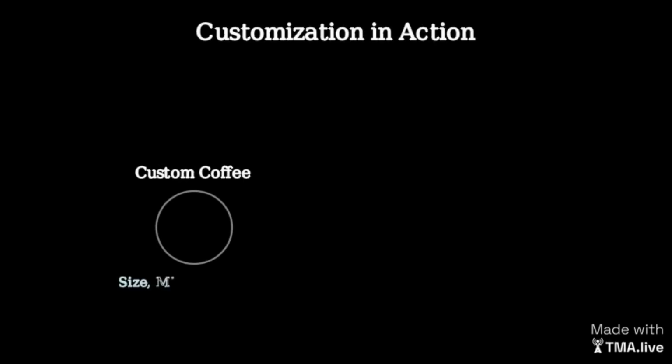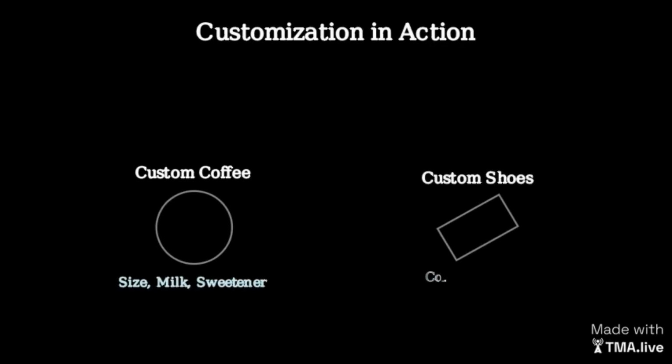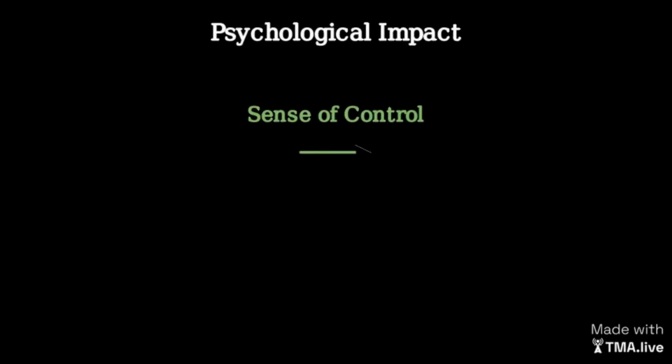Customization is everywhere. Think about ordering coffee, where you can choose the size, milk type, and sweetener. Or consider buying shoes, where you can select the color, style, and fit. These options give us the feeling that we are in control of our choices. This sense of control leads to increased satisfaction and a stronger feeling of ownership. When we customize something, we feel more personally invested in the product and more satisfied with our purchase.